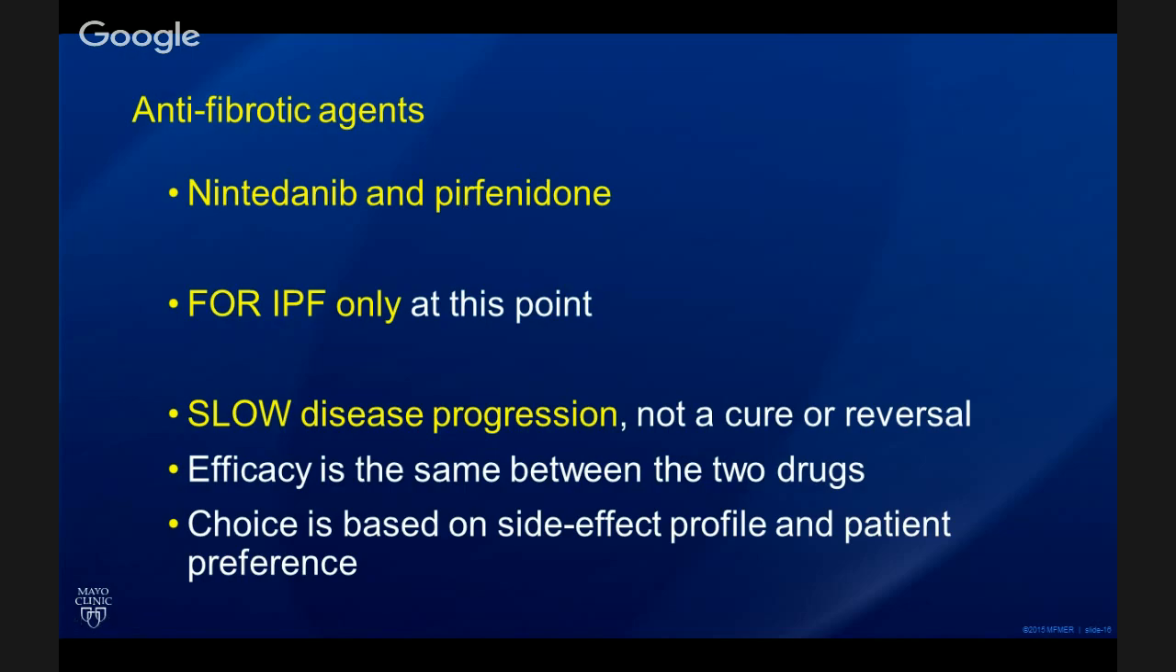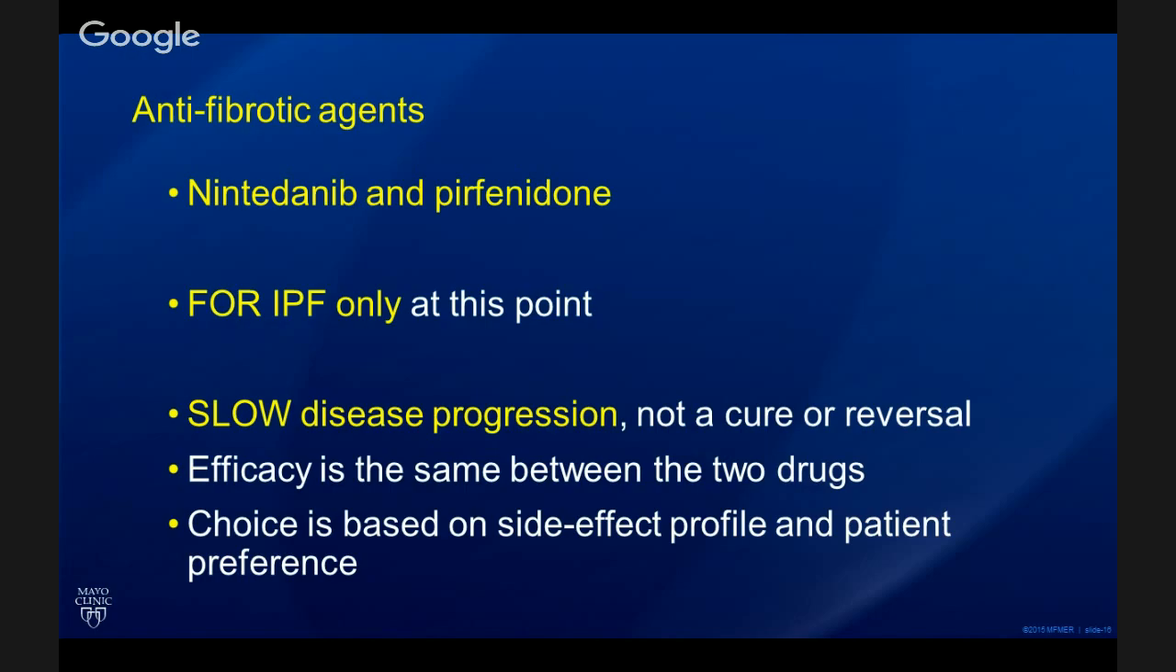I want to highlight several points. First is for IPF only, and so a clinician should make a specific attempt to diagnose this rather than to broadly treat all forms of lung scarring, as this is what it's approved for and studied at the moment in this disease only. And I do want to highlight that it's meant to slow disease progression. It's not a cure or reversal of the scarring or fibrosis or any interstitial process that's present.